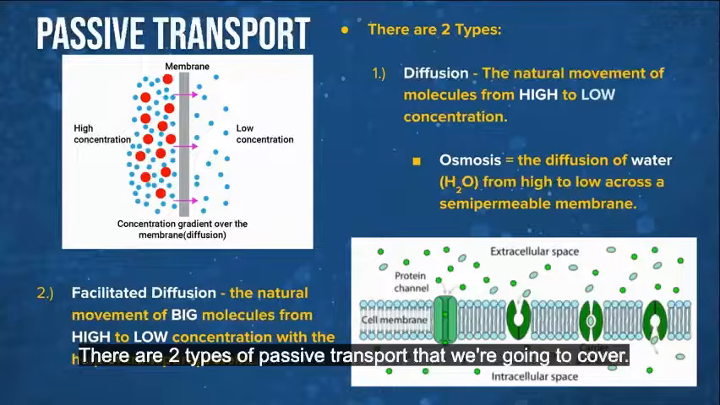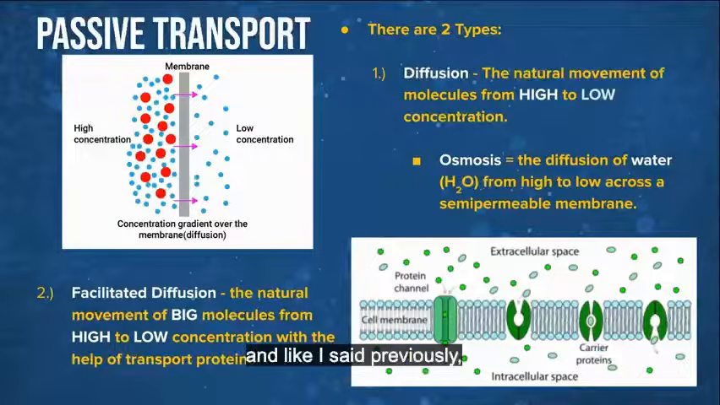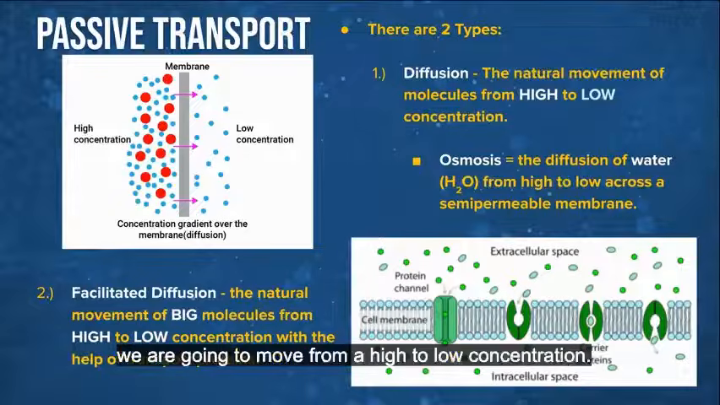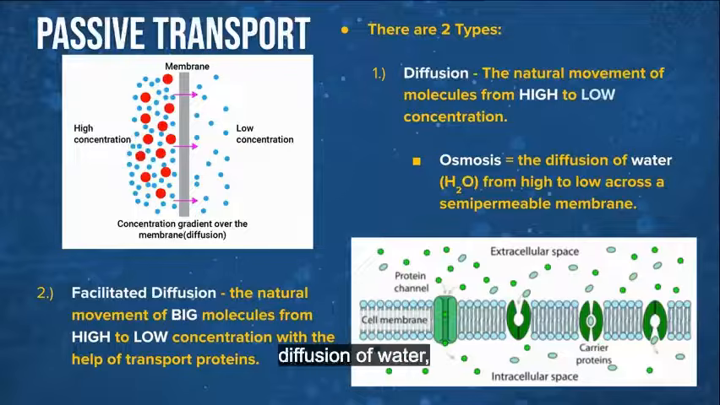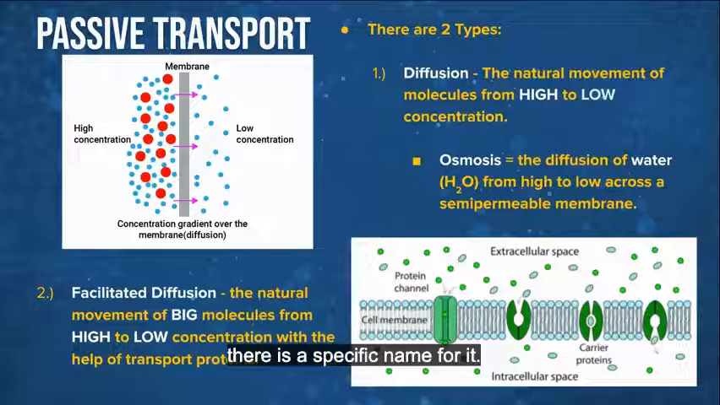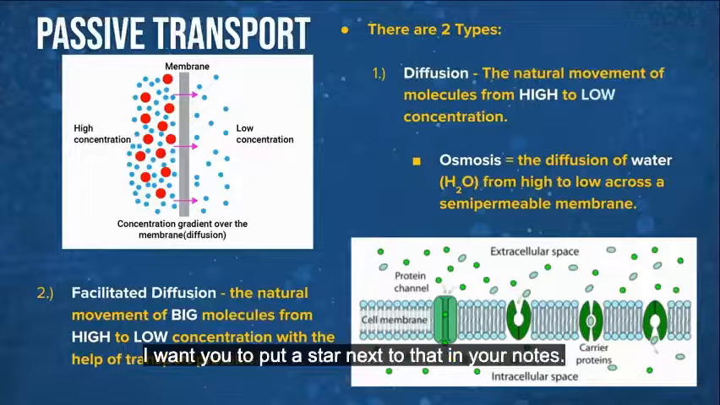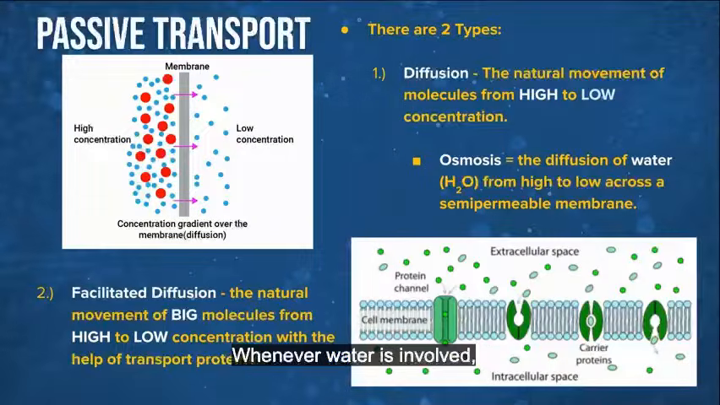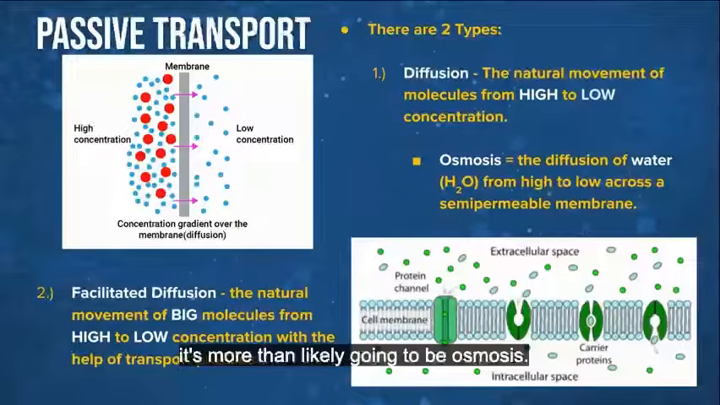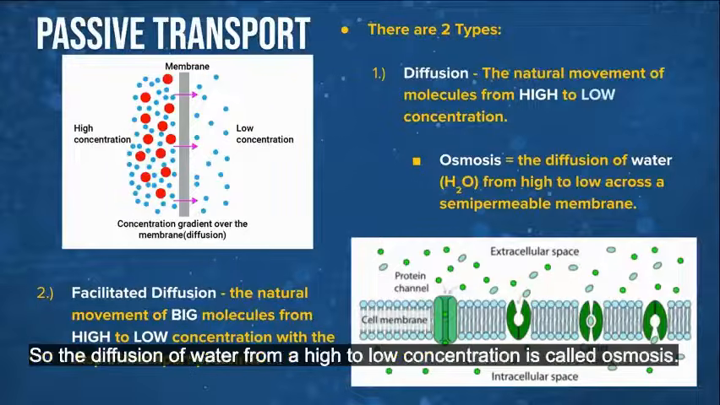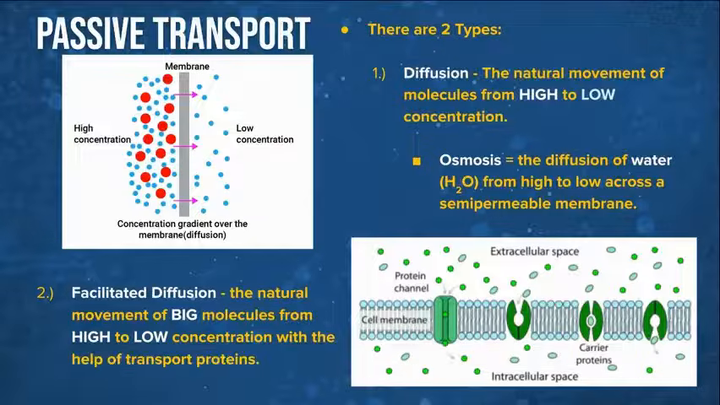There are two types of passive transport that we're going to cover. The first type is diffusion, and like I said previously, we move from a high to low concentration. Now, with diffusion of water, there is a specific name for it. It's called osmosis. I want you to put a star next to that in your notes. Whenever water is involved, it's more than likely going to be osmosis. So the diffusion of water from a high to low concentration is called osmosis.